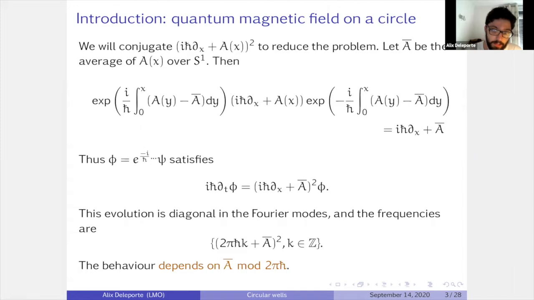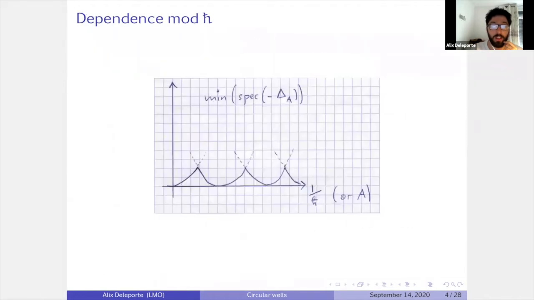So this is very well, but now the behavior of this spectrum depends on A bar, and in particular it depends on A bar modulo 2 pi h bar. For instance, if you want to look at the ground state energy, the lowest eigenvalue of this operator, you're going to have some oscillations with respect to A bar or with respect to 1 over h, as h goes to 0, or equivalently as the magnetic intensity increases. You have some oscillations.